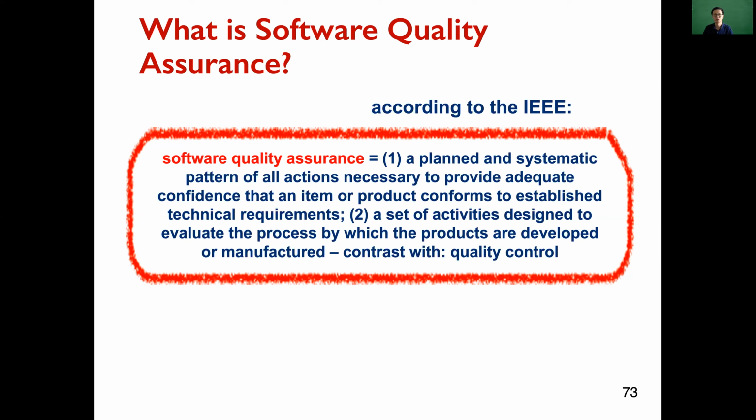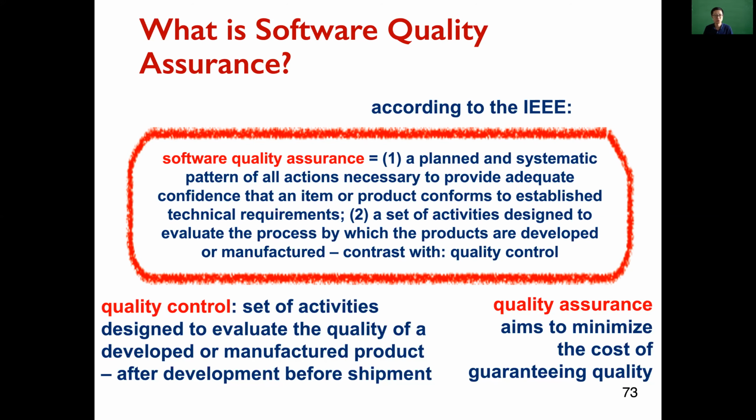So we should see the difference between software quality assurance and software quality control. What is quality control? Quality control is a set of activities designed to evaluate the quality of a developed or manufactured product. It's after development, before shipment. The goal is to select the products with high quality and filter out the ones without acceptable quality level. Quality assurance aims to minimize the cost of guaranteed quality. It's about the verification of the product and the process. So we can say that software quality assurance has a bigger scope compared to software quality control.